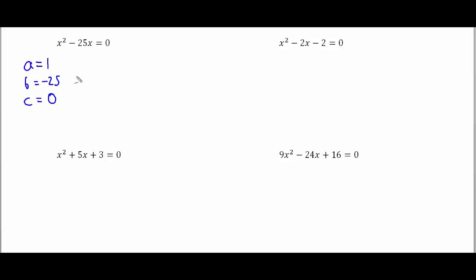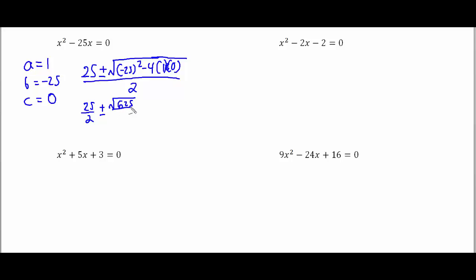In fact, we'll see it later on in another video when we work with imaginary numbers. So now I'm going to take my a, my b, and notice there's no c, so c was 0. Here's my driver: negative b plus or minus the square root of b squared minus 4 times a times c, 1 times 0, all over 2 times a, in this case 2. So what I have is 25 over 2 plus or minus the square root of 625 over 2. I'm going to simplify that, and you'll see that this again makes 25 halves plus or minus 25 halves.